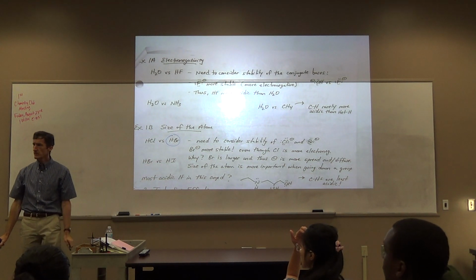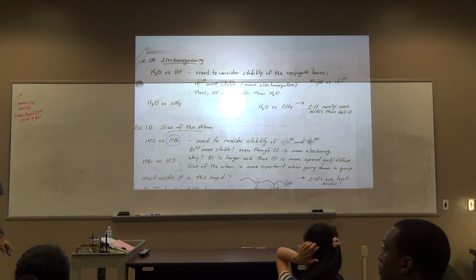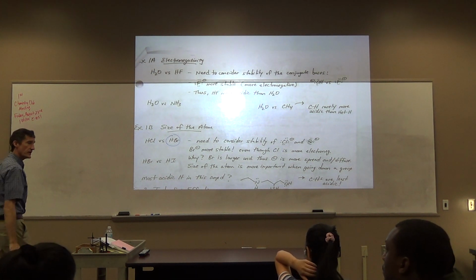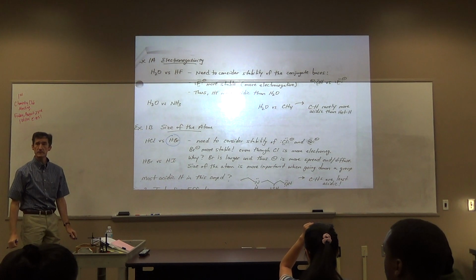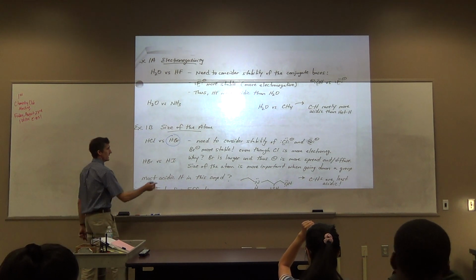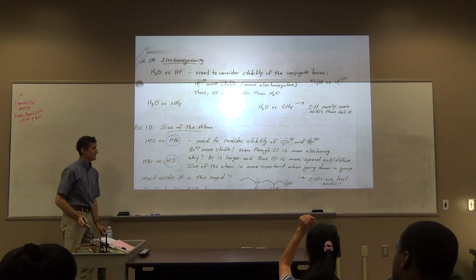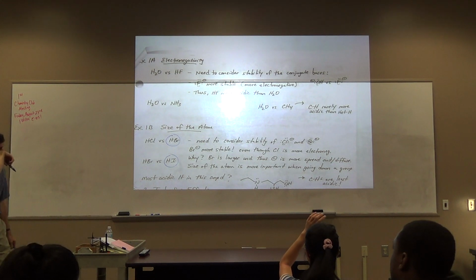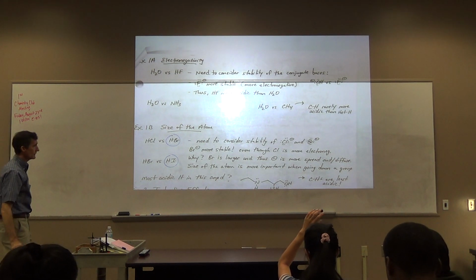Why I minus? Br minus is more electronegative. But I is larger, and right up and down a group, larger is the biggest effect. The most important effect going right up and down a group. Okay?